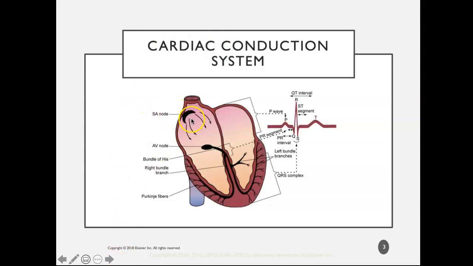This is the SA node. That is the normal pacemaker of the heart. Its intrinsic beating rate runs between 60 and 100. Remember, the normal heart rate is between 60 and 100. So this is the normal pacemaker. This is where all impulses should start. They don't always, but this is where they should start.